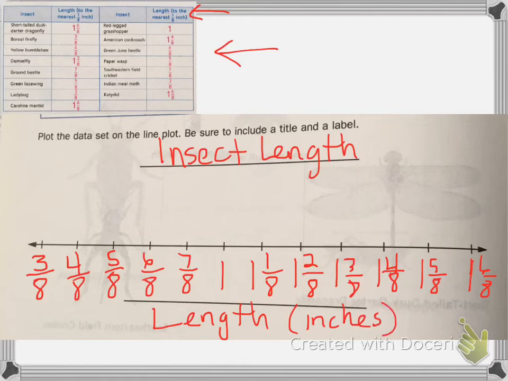Length in inches. So now what we're going to do is go back up to our chart, and we're just going to cross these off one at a time and put these on our graph. It's going to look like this. If I cross off 1 and 6/8, I come down here on my graph and put an X on 1 and 6/8. So why don't you pause this video, and when you get done, we'll go through and see if you got the right answers.